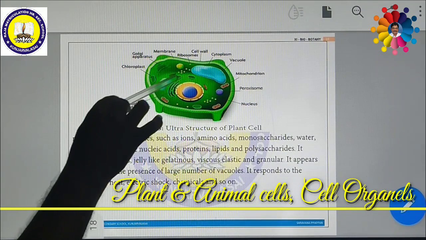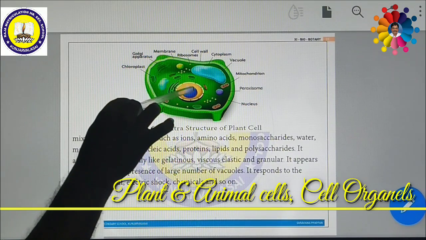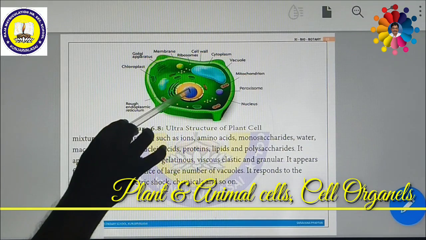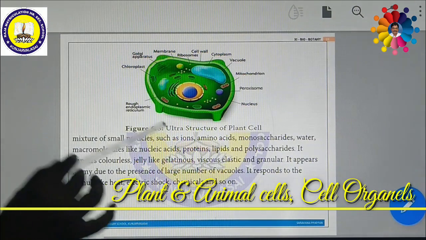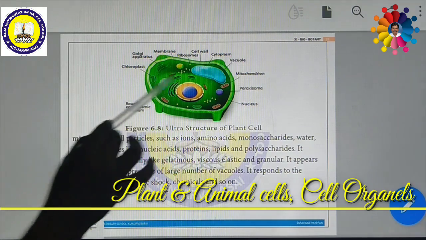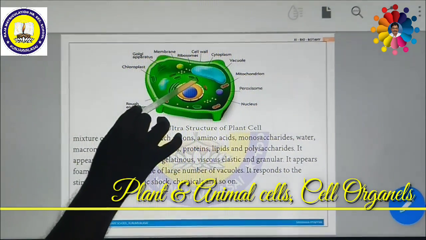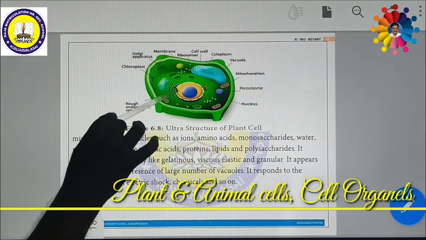In the center of the cell there is a large round body. This is called nucleus. This dark round body is called nucleolus. Around the nucleolus, chromatin materials are there. These chromatin materials become chromosomes later on during cell division. Then around the nucleus, there is a membrane called the nuclear membrane.